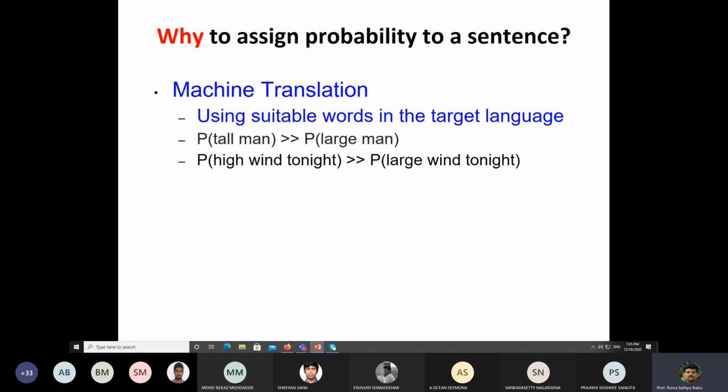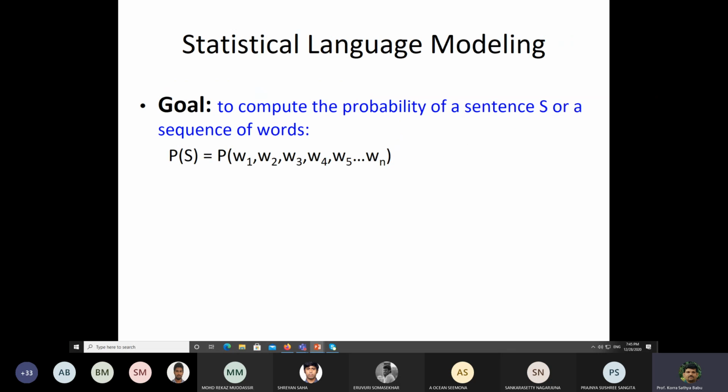Similarly, there is another sentence given here: high wind tonight. Instead of high, maybe a large wind, or instead of large wind tonight, maybe the best word for large would be high wind. That would be the best possible translation, right? So this is the reason why we are trying to use probability for words, or some group of words, or a sentence. You must have understood by now the reason behind it.